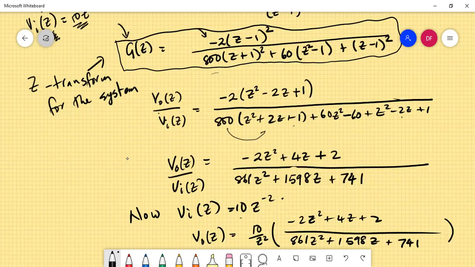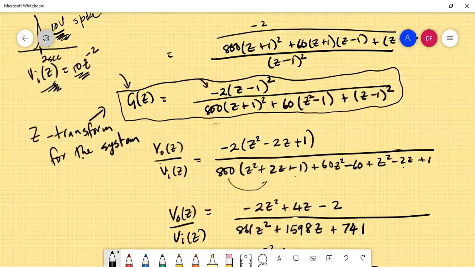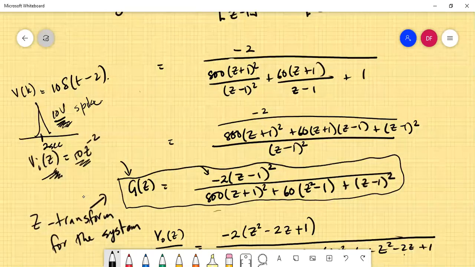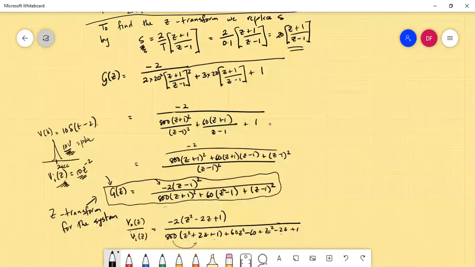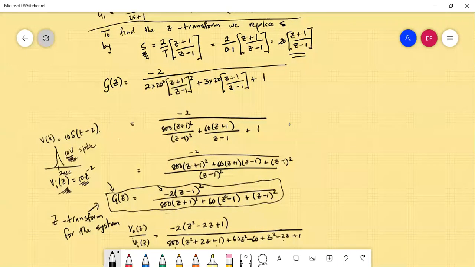Sir, can you go slowly for a bit so I can take some pictures, sir? After when you find the Z transform. Alright, sir.